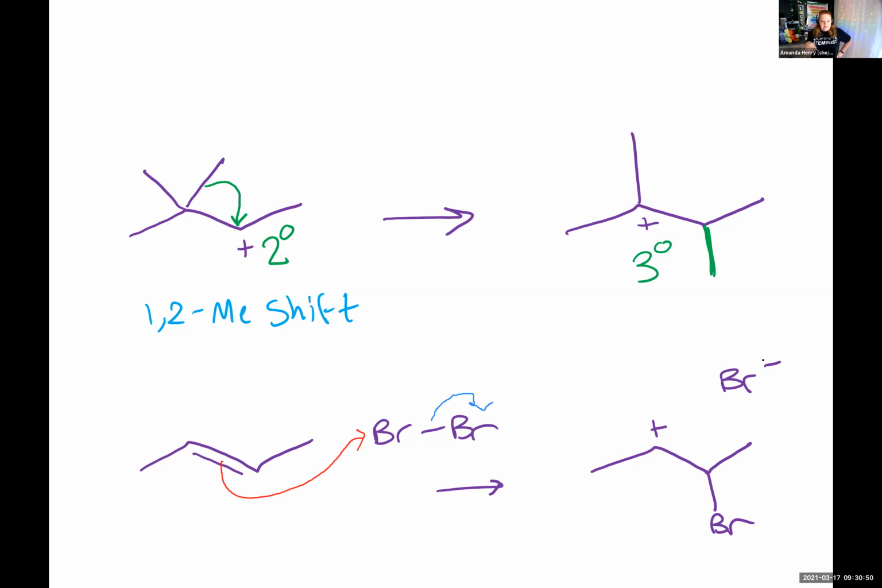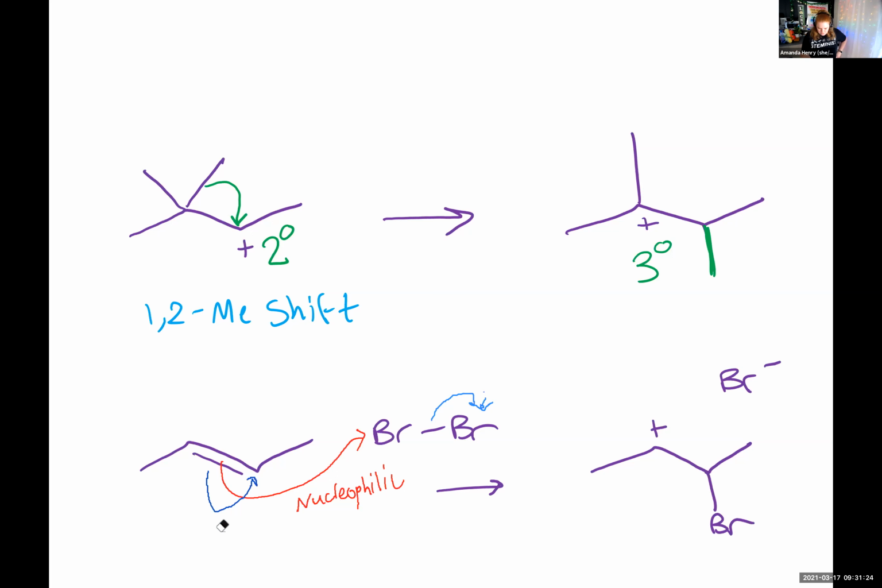Perfect. I like the teamwork there. So the red arrow, what kind of mechanism pattern is that red arrow? It'll be loss of a leaving group. So the blue arrow is, but that red arrow is a nucleophilic attack. So pi electrons, double bonds, can be a nucleophile. So our nucleophile, our pi electrons, are bonding to that bromine.